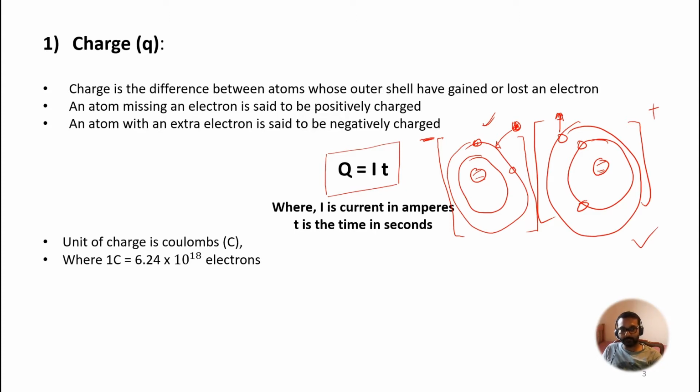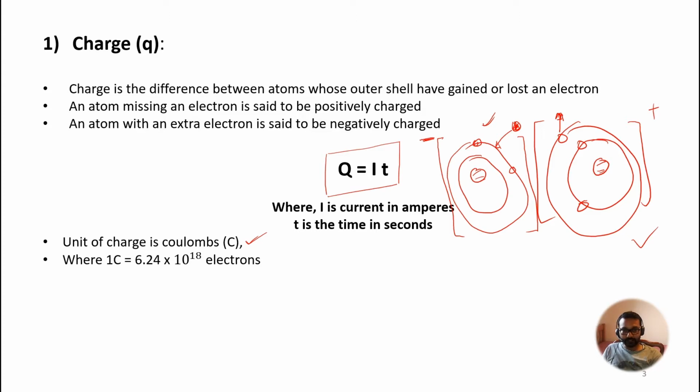So current is usually measured in amperes. We are going to discuss it immediately in the next slide. But basically the current is measured in amperes and time t is measured in seconds. And the unit of charge is coulombs, right? Or you could symbolize it by capital C.